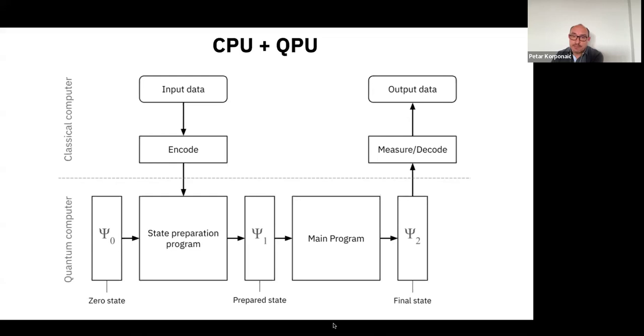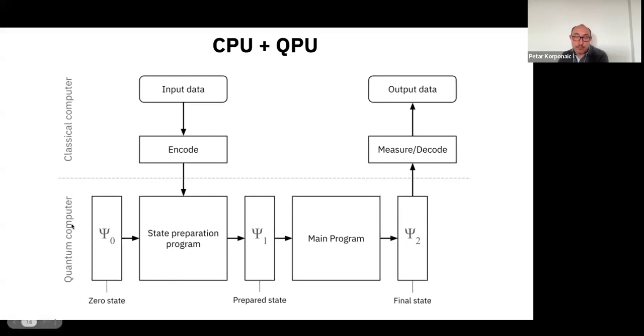final state, which we then can measure. I said that there is no direct write, and also we cannot directly read. We can only sample. I will explain later, but we can measure that final state and decode information out of it to get our output data. So this is how CPU and QPU work together. This is how we will use quantum computers.